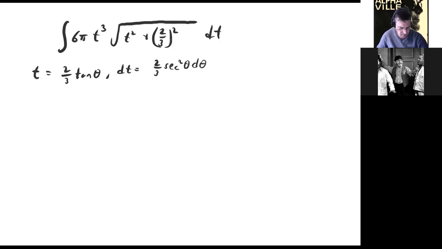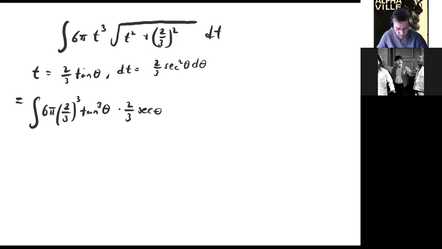Okay, so then what do we have? We have the integral of 6 pi t cubed, so that's going to be 2/3 cubed tangent cubed of theta. That's from the t cubed. And then the square root of the sum of the squares. So if you do the substitution and put it in, and then take the square root, it becomes 2/3 secant theta. That's what the square root becomes. That's the whole point of the substitution after all. And then the dt portion is 2/3 secant squared theta d theta.